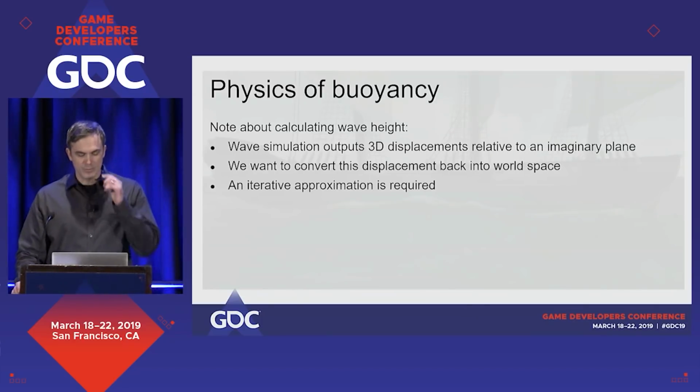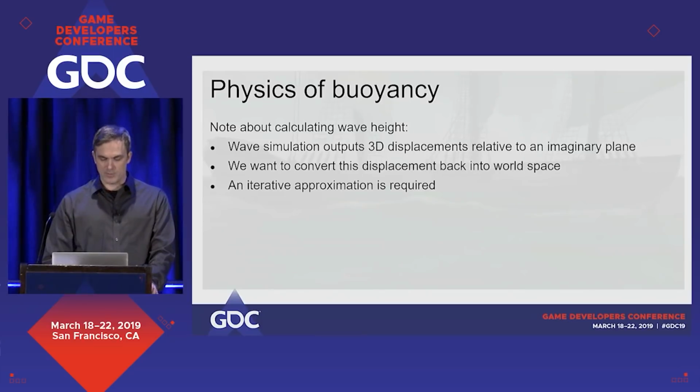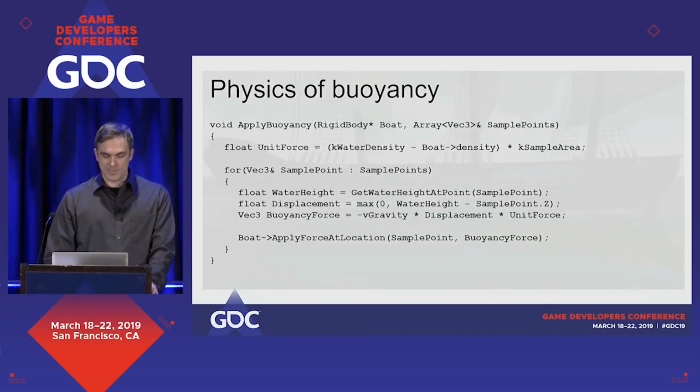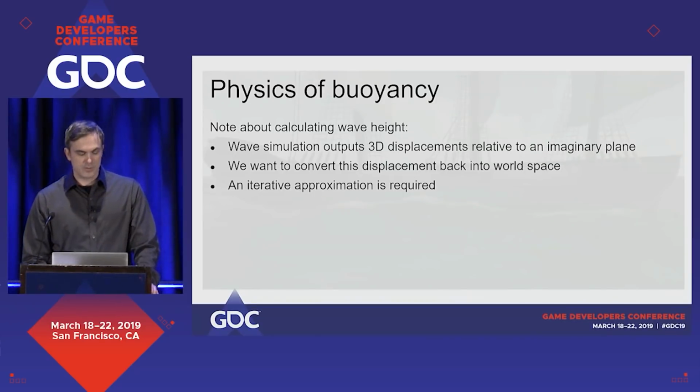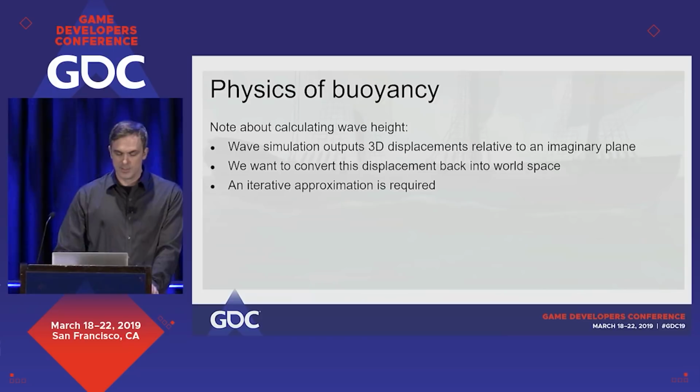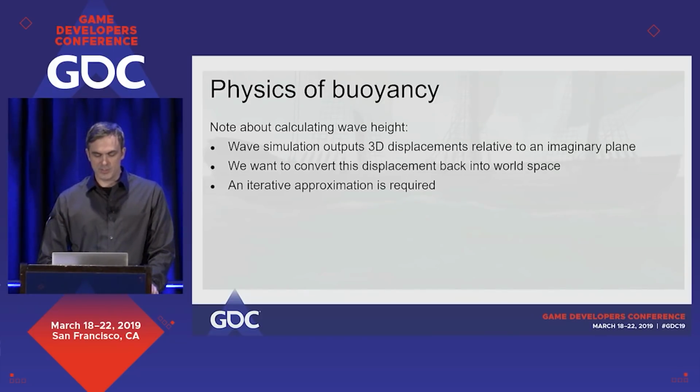But before we move on, I just wanted to call out something about one of these previous slides here. This function, get water height at point, which is something that we do quite a bit in the game, both on the CPU and the GPU, is actually not as simple as it seems because of the way that we represent the ocean displacement. It's represented as a 3D displacement relative to an imaginary plane. And so we actually are just looking for the height at a specific world location. And one way we could potentially achieve that is to have an intermediary step where we output a height map in world space. But we decided to just use an iterative approximation instead.